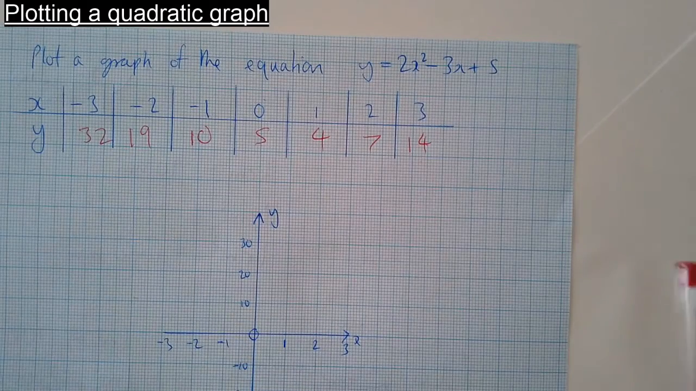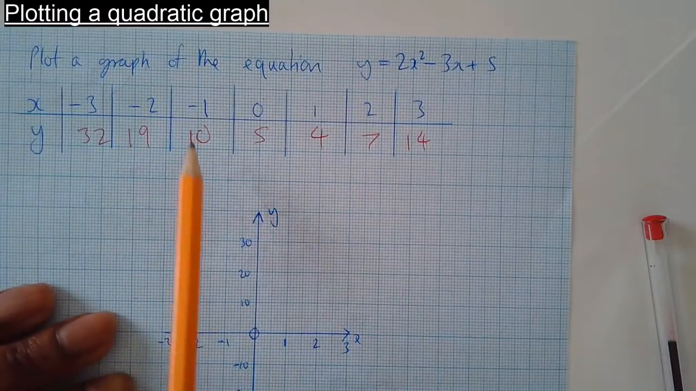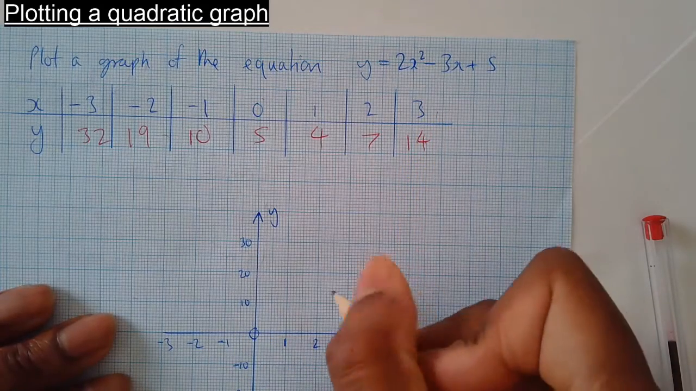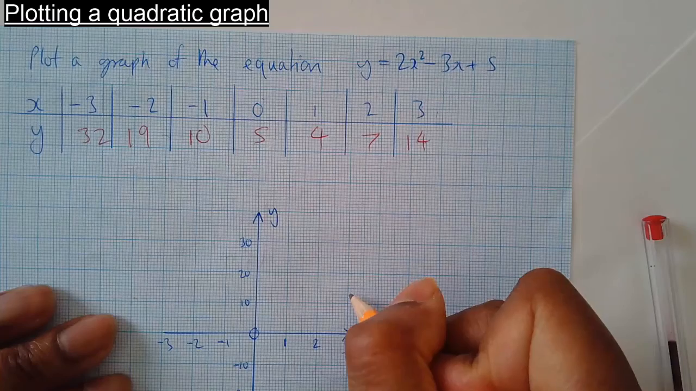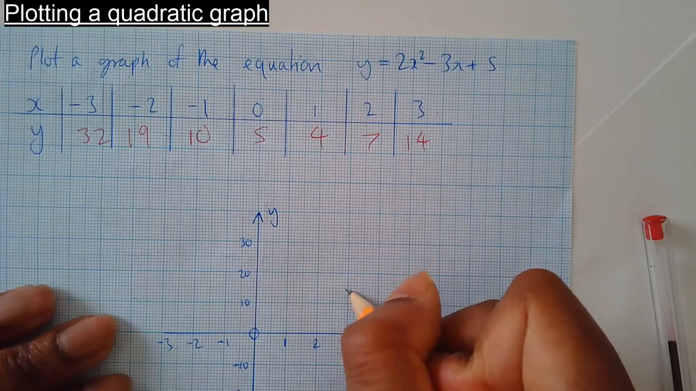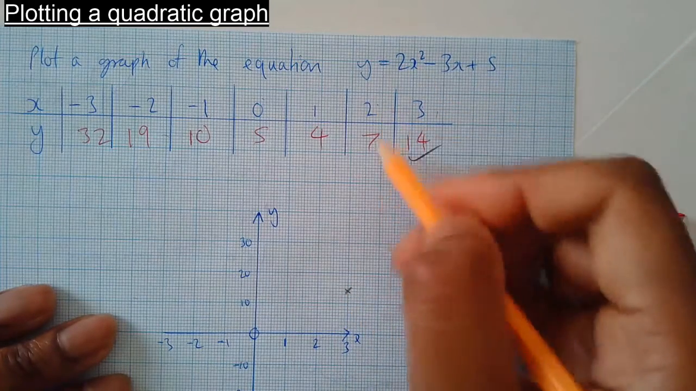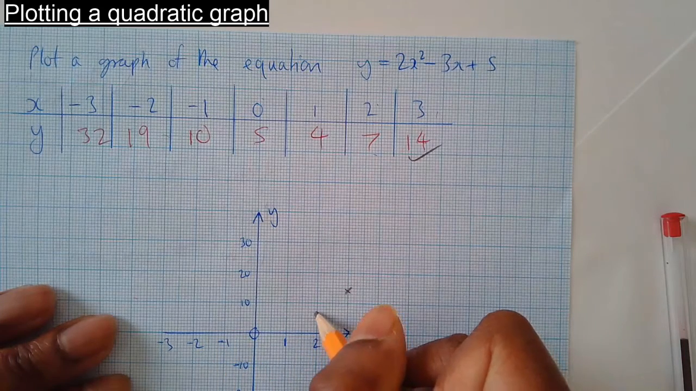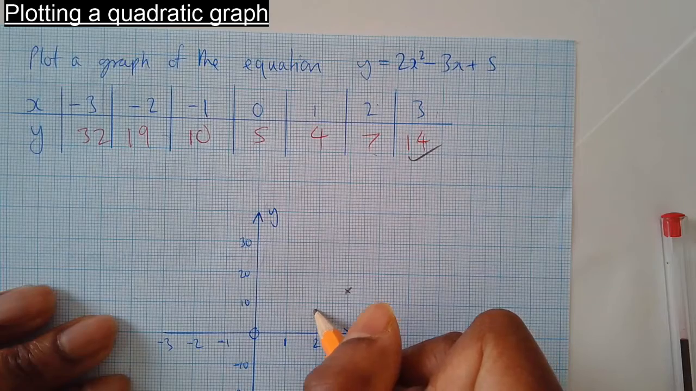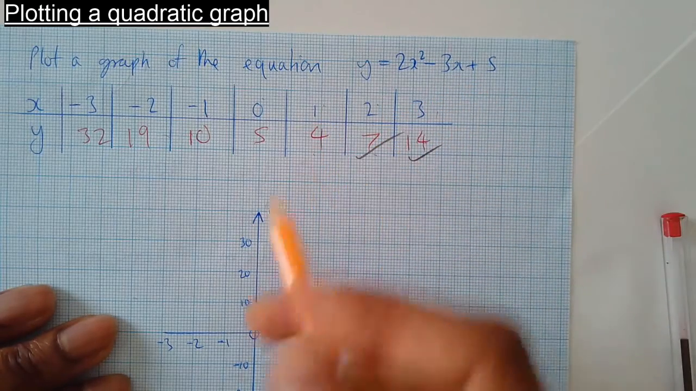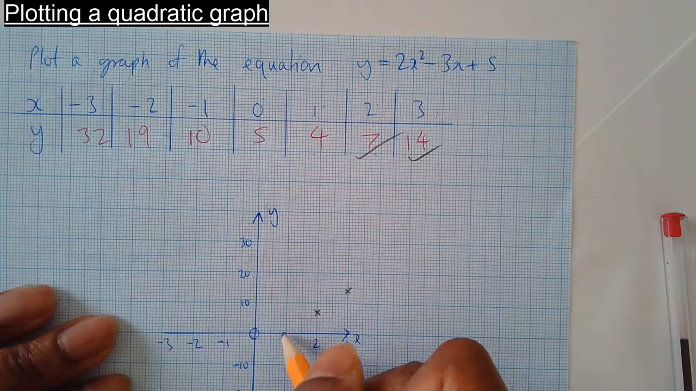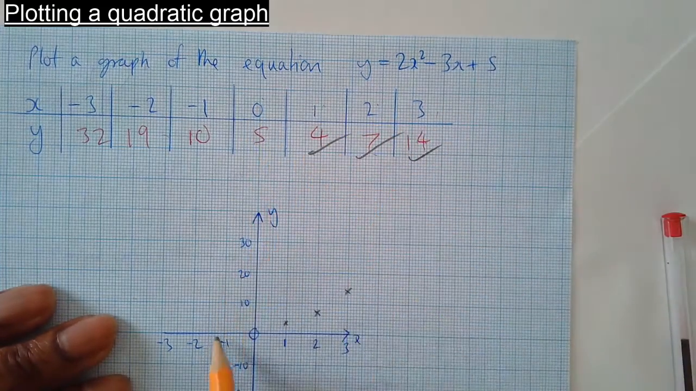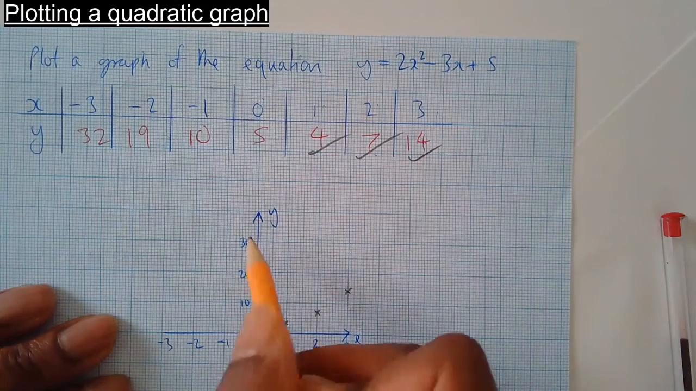All you've got to do now is plot these. 3 along the corridor, 14 up the stairs, 3 and 14. 2 and 7. 2 along the corridor, 7 up the stairs. 1 and 4. 0 and 5. 0's there, 5.